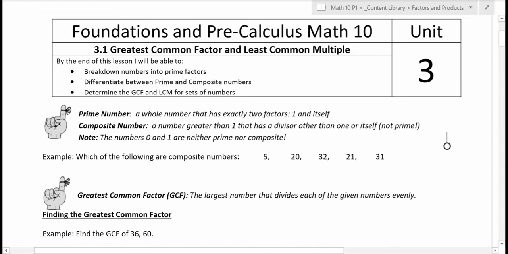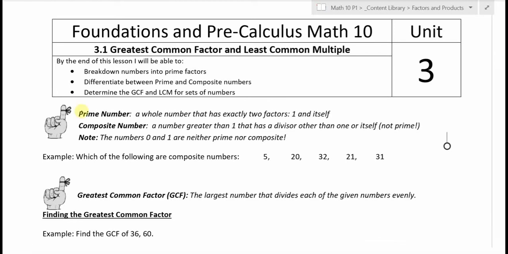All right, welcome to Unit 3, and this unit is about polynomials. We are going to be factoring, we're going to be expanding polynomials, but before we do those, we are going to be looking at the greatest common factor and the least common multiple. So before we look at those, we are going to look at some definitions.